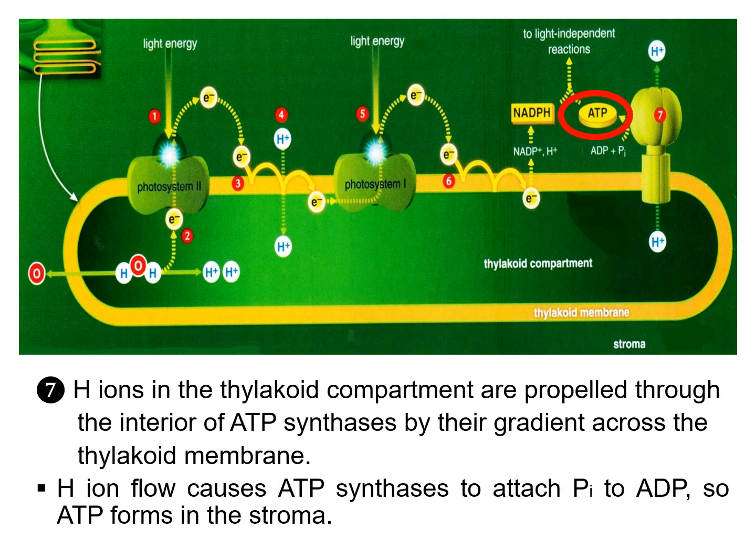And finally, the hydrogen ions in the thylakoid compartment will be propelled through the interior of ATP synthase by the gradient across the thylakoid membrane. Hydrogen ion flow will cause ATP synthase to attach a phosphate to ADP so that ATP will form in the stroma.